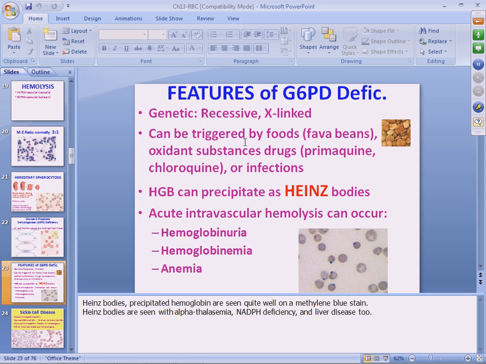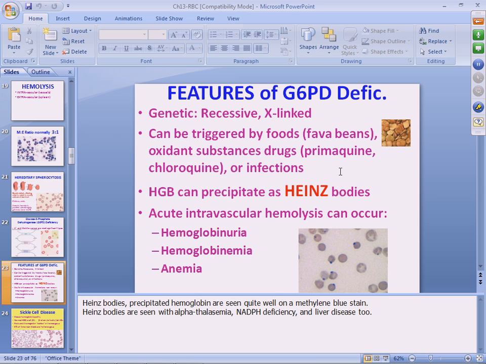In this case, it's recessive, and it's X-linked, okay? So only boys are getting it. It's not dominant like spherocytosis. And the thing to remember also is that for some reason which I have never been able to figure out, even though it's a genetic disease, it's very often triggered by fava beans.